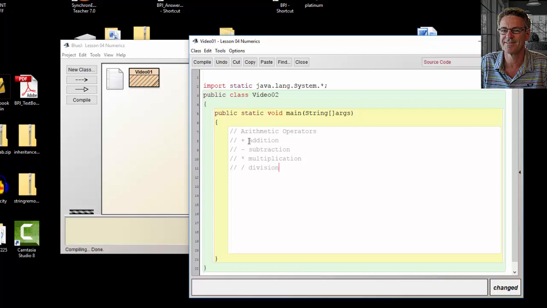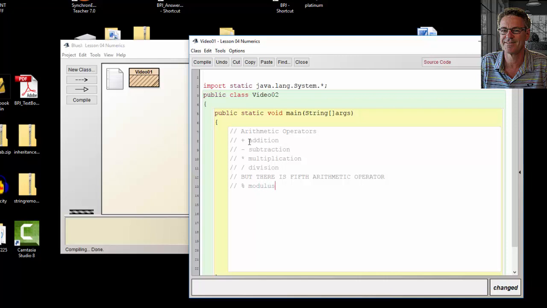But there is a 5th arithmetic operator, in just about every programming language I've ever taken. I think it's in every one. And that is the percent sign, which stands for modulus.